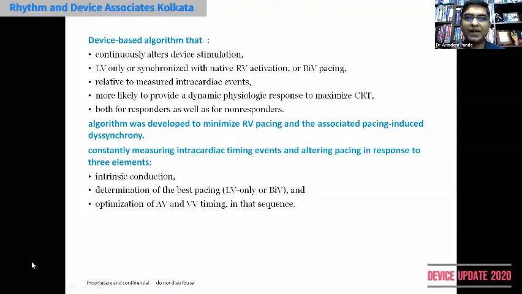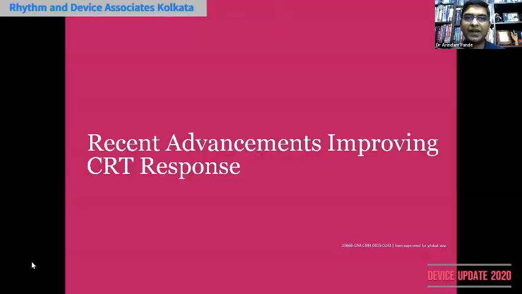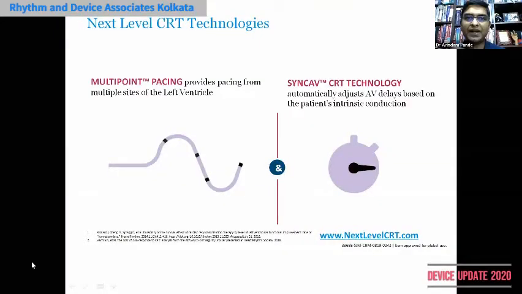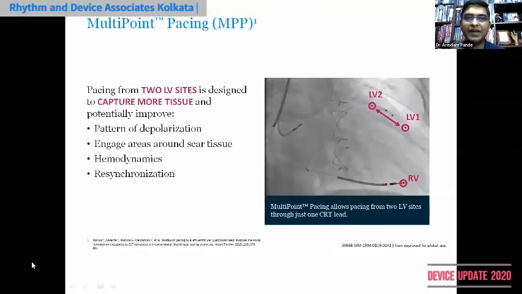Now, recent advancement improving CRT response, I think most of the things have been taken care of by Dr. Jadhav. So nowadays we do have multi-point pacing. With quadripolar leads, there has been tremendous development in the lead design. So multi-point pacing we can have. One of the important things we must understand is that multi-point pacing paces from 2 different locations in the LV. So it improves, there is no doubt that it improves the outcome of the patient. QRS duration becomes narrower, LV ejection fraction improves, cardiac output improves.